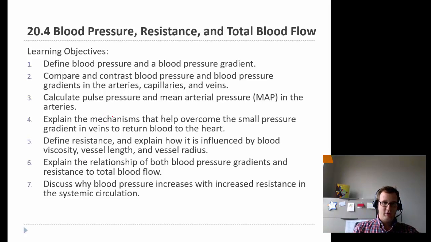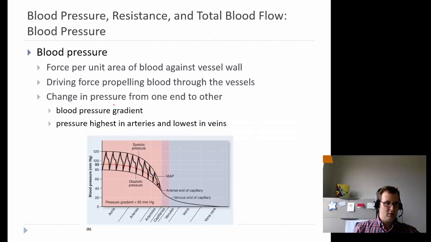So this section is a pretty long section of our book. It's 20.4, which introduces the concepts of blood pressure, resistance, and total blood flow. So we're going to go ahead and start moving through this. We're going to define the term blood pressure first, which is the force of blood against the vessel wall.